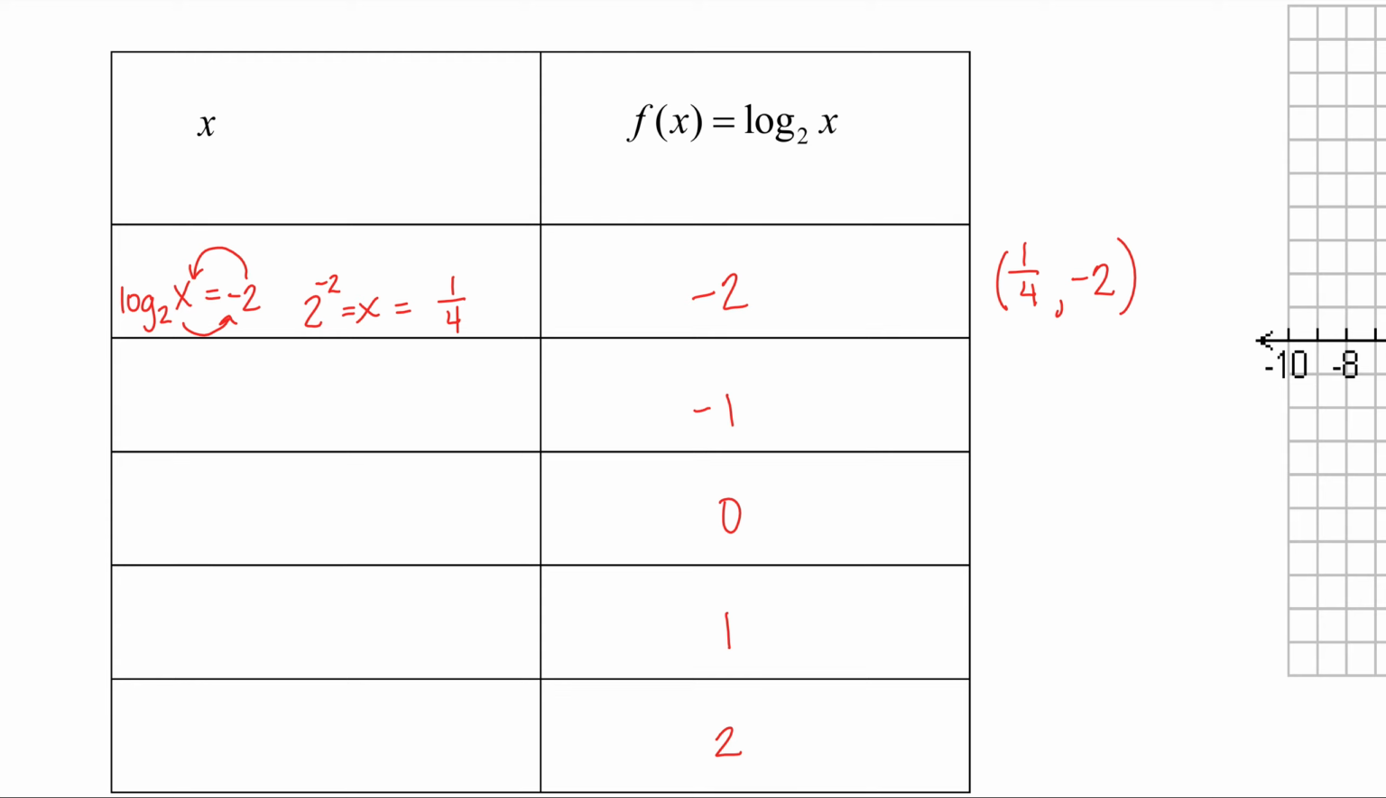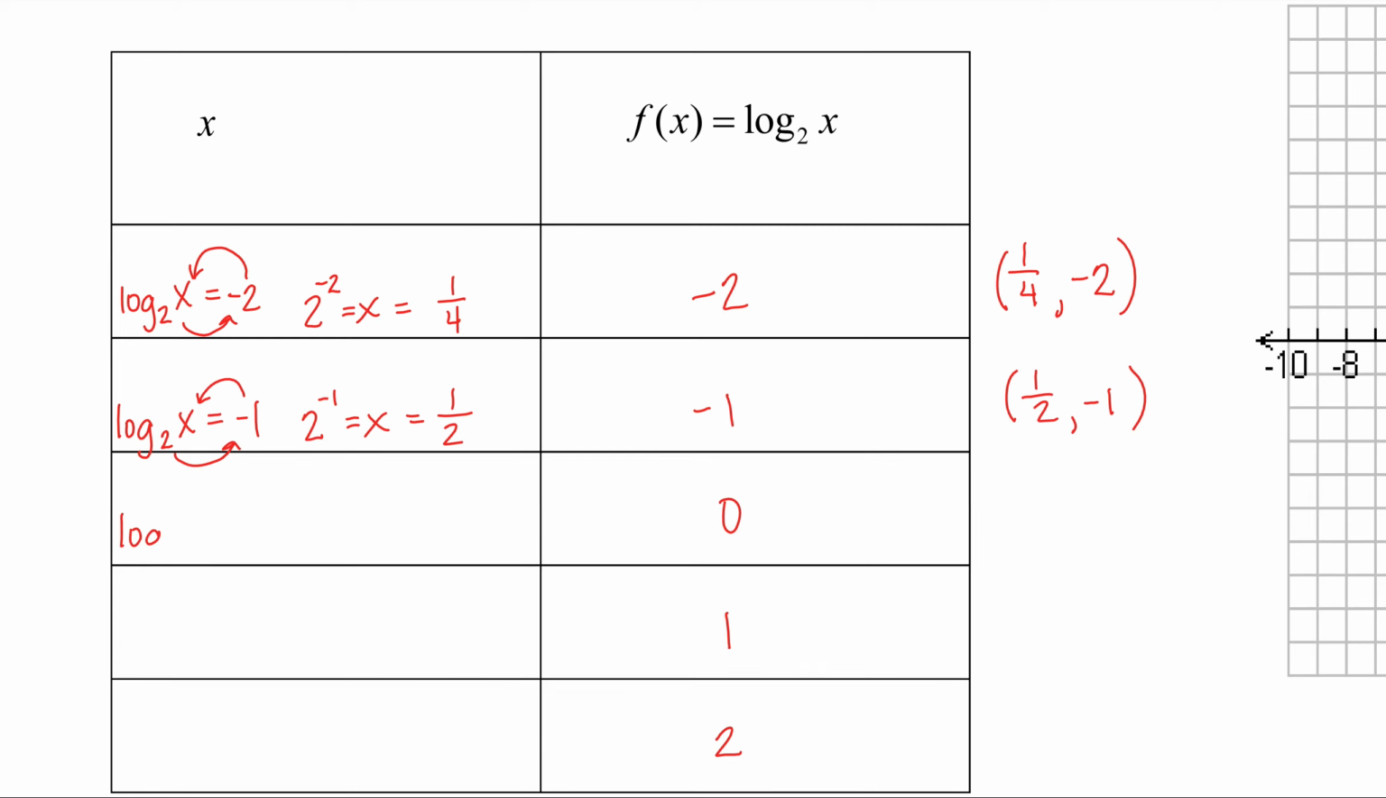When we're dealing with logarithms, we actually input the y and solve for the x. It's very important. You have to change the method for logarithms. Now we're going to do -1. So we have log base 2 of x equals -1. So 2 raised to the power of -1 equals x. Well, that negative means I'm going to flip it, so it's 1/2. And I will plot my point at 1/2, -1.